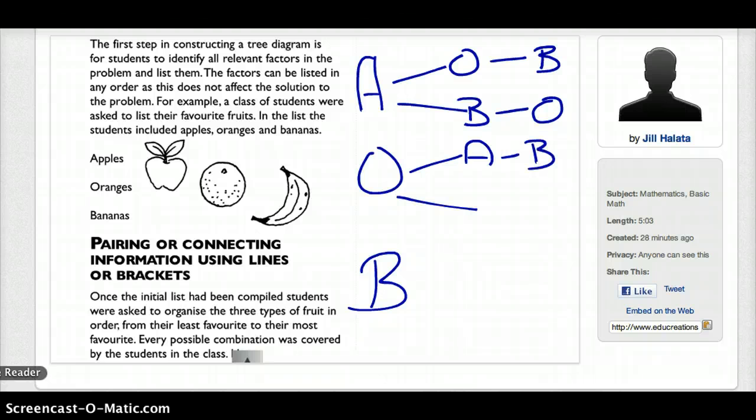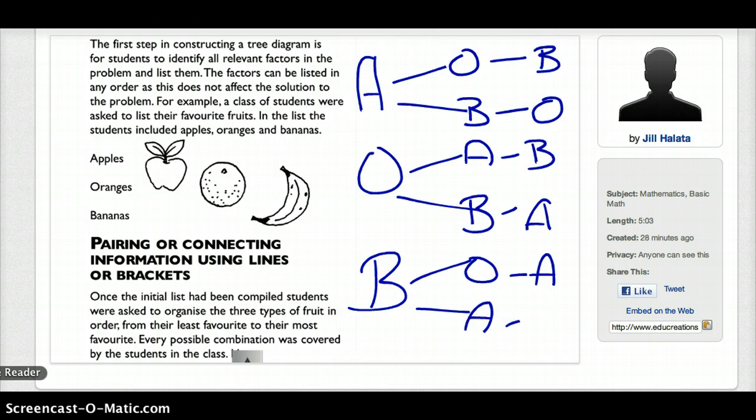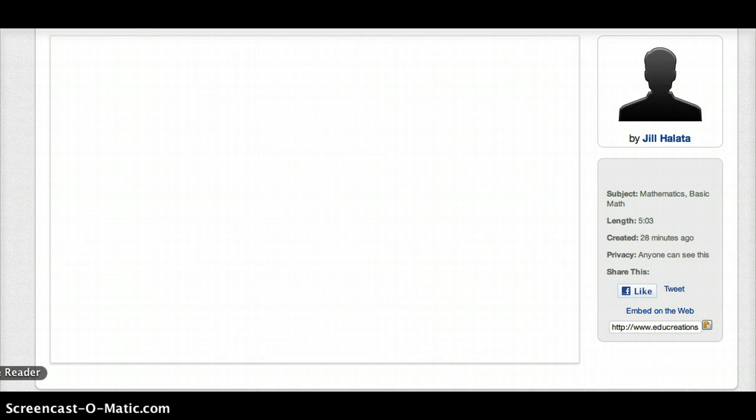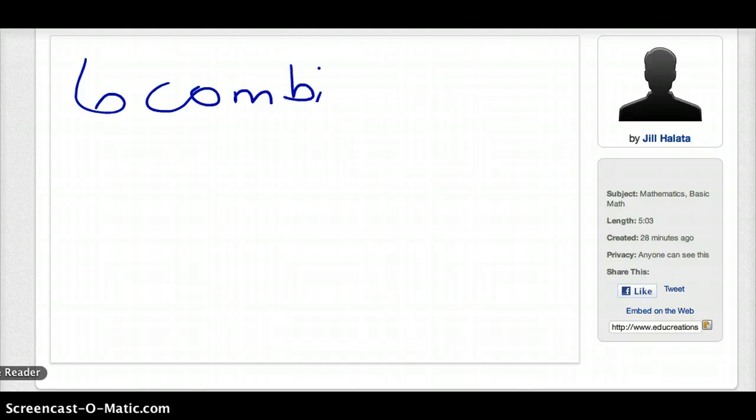Or oranges, and bananas, and then apples. Or it could have been bananas, and then orange, and then apples. Or it could have been bananas, apples, and then orange, which gives you a total of 1, 2, 3, 4, 5, 6 different combinations. Okay? So if I have 6 different combinations, I'll go back to using my finger to write.